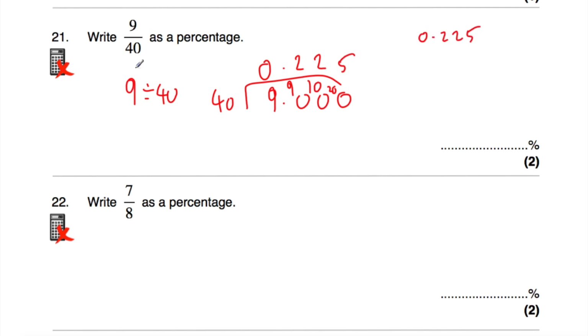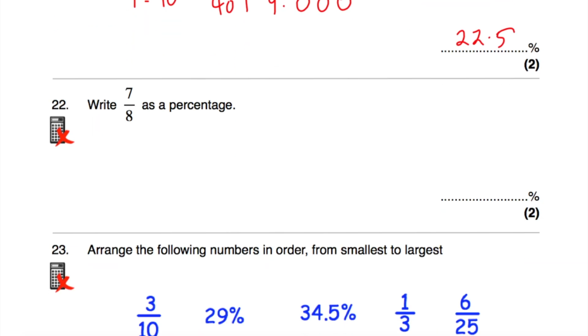So 9/40 as a decimal is 0.225, and then 0.225 times 100 is equal to 22.5, just moving those digits 2 columns to the left. So that's 22.5, so the answer is 22.5%. So 9/40 as a percentage is equal to 22.5%, and that's it. Okay, let's look at our next question, question number 22.